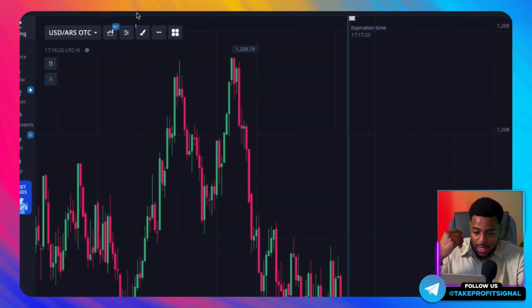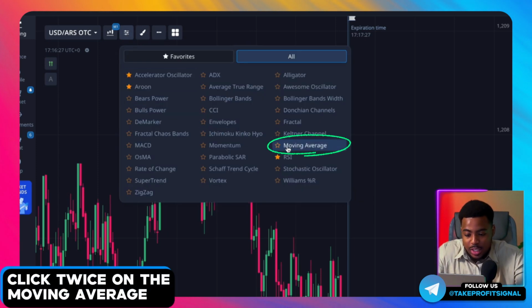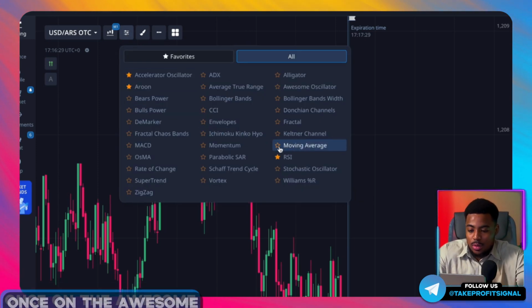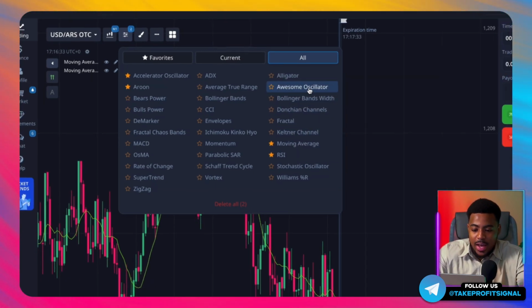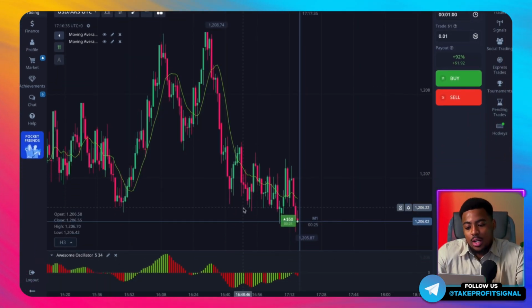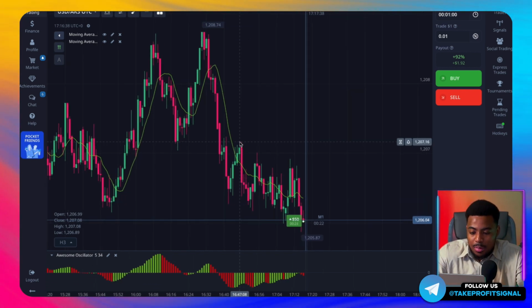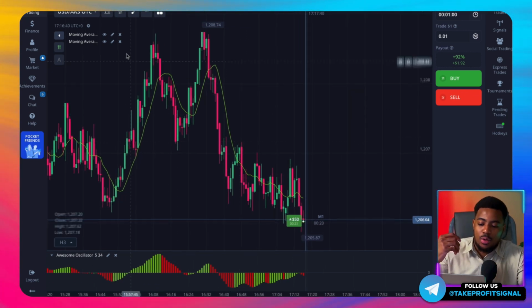Let me show you. We go to the indicators panel, click twice on the moving average indicator and once on the Awesome Oscillator indicator. We have added these 3 indicators. Now the main thing is to configure them very correctly and accurately.